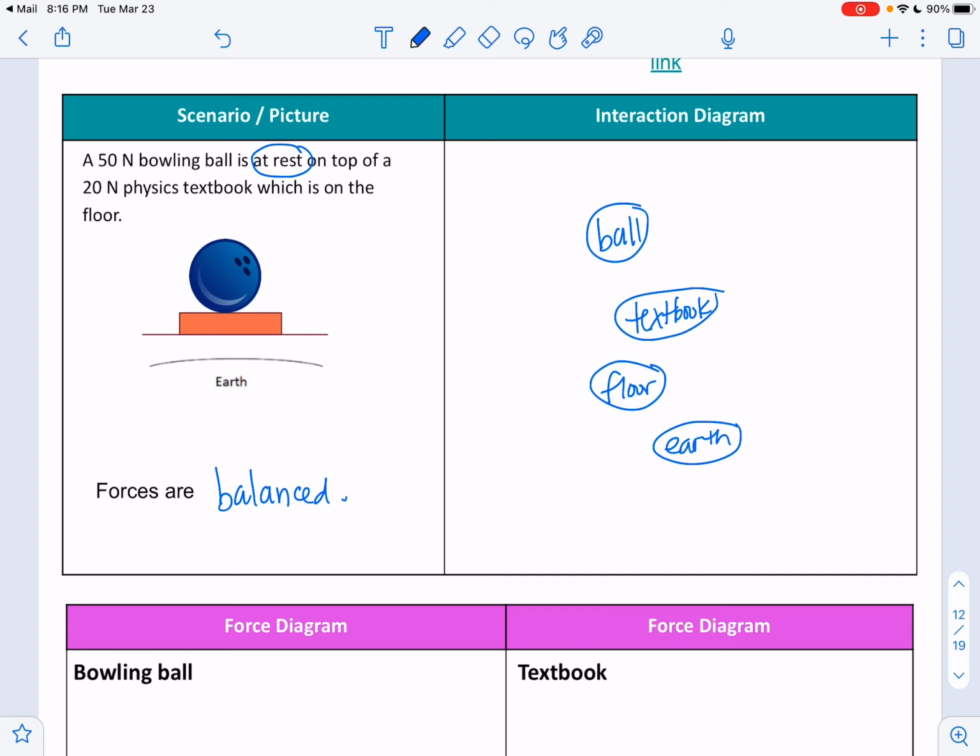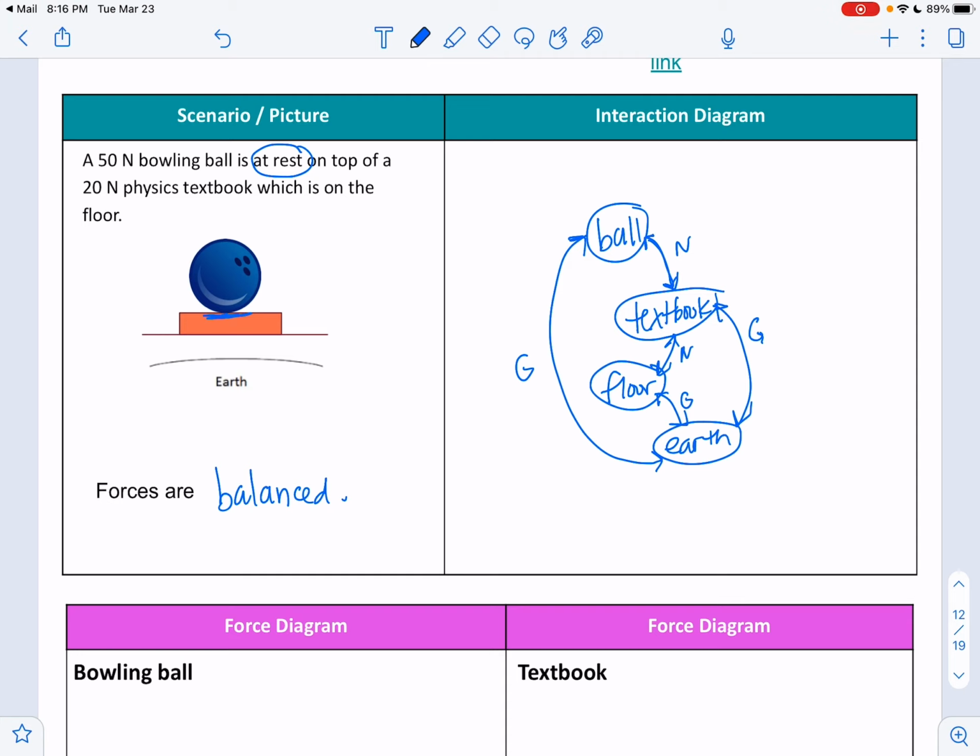Now I want to see who is touching. The ball touches the textbook, and since that's a compression or a surface, that's going to get a normal interaction. Same thing with the textbook and the floor, also a normal interaction because that's resting on a surface. Then everybody will get one with the earth. Ball and earth, we'll get a gravity. Textbook and earth, we'll get a gravity. And floor and earth, again, you can put the gravity, but we're never really going to use that one, so it doesn't really matter.